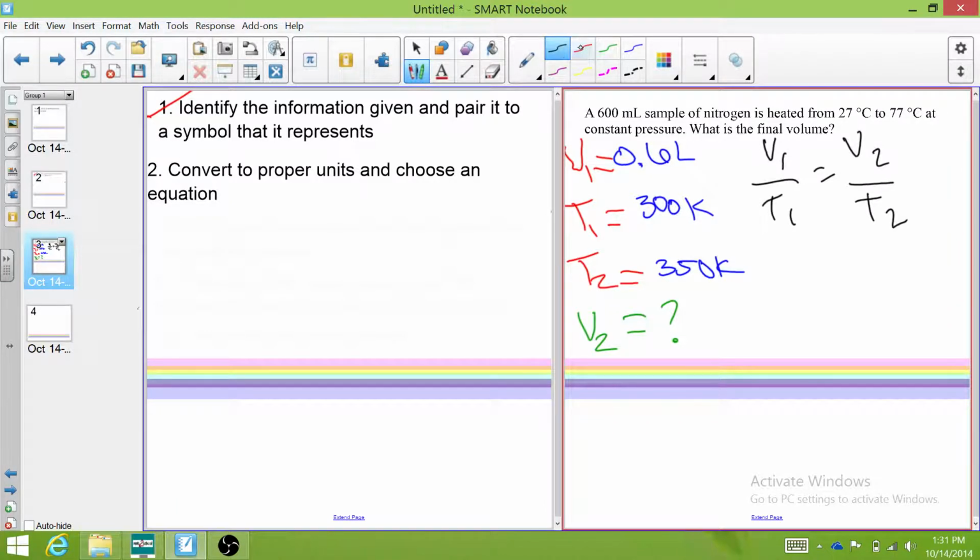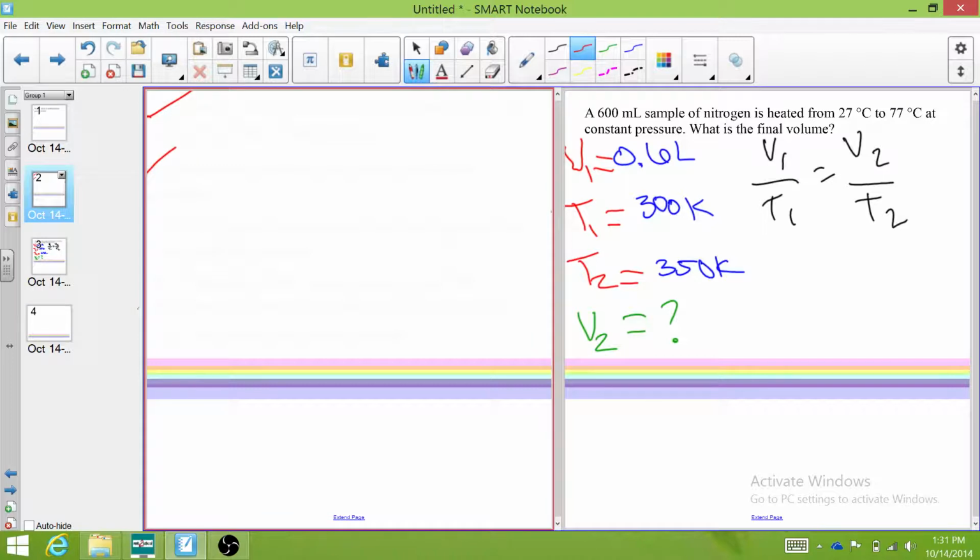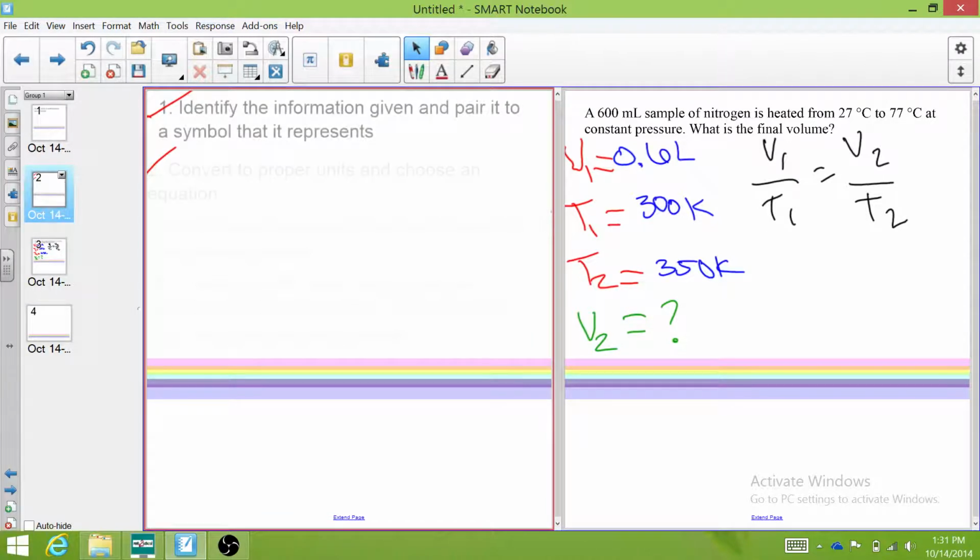So step number 2 is done. We have converted to the proper units and chose an equation, Charles's law.